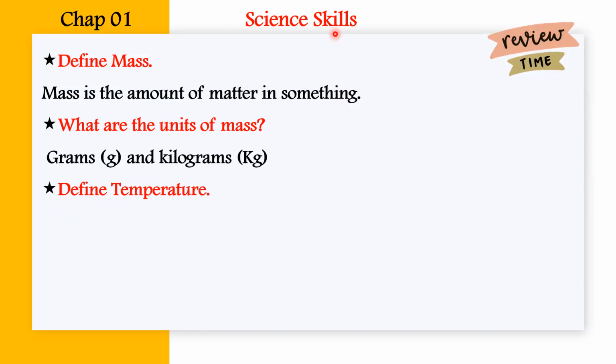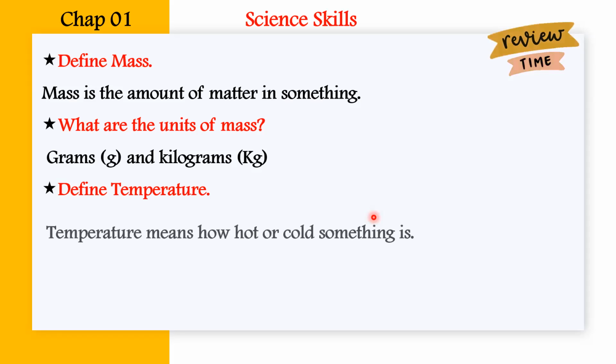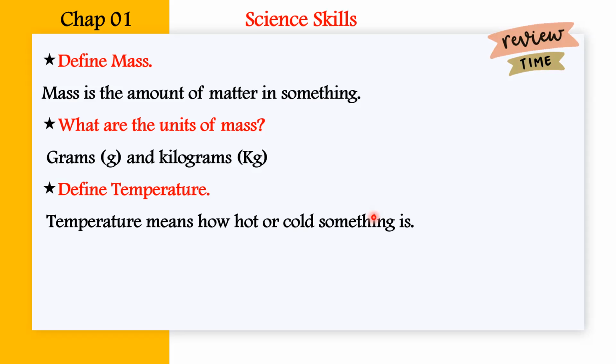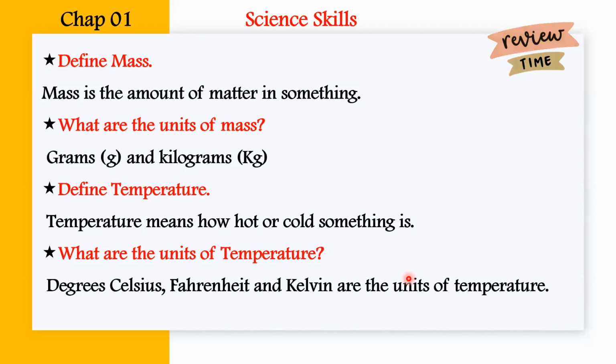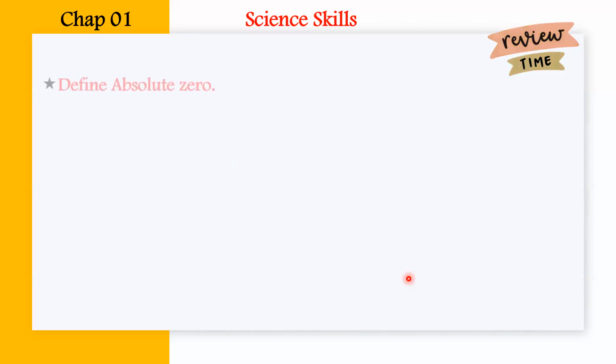Who will define temperature? Jawad Naveed. Sir, the temperature of something can be found by using a thermometer. Okay, temperature is defined as how hot or cold something is. And what is the unit of temperature? Sanaullah Basi will answer this. The units of temperature are degrees Celsius, Kelvin, very good, and Fahrenheit. Degrees Celsius, Fahrenheit, and Kelvins are the units of temperature. Okay, very good.